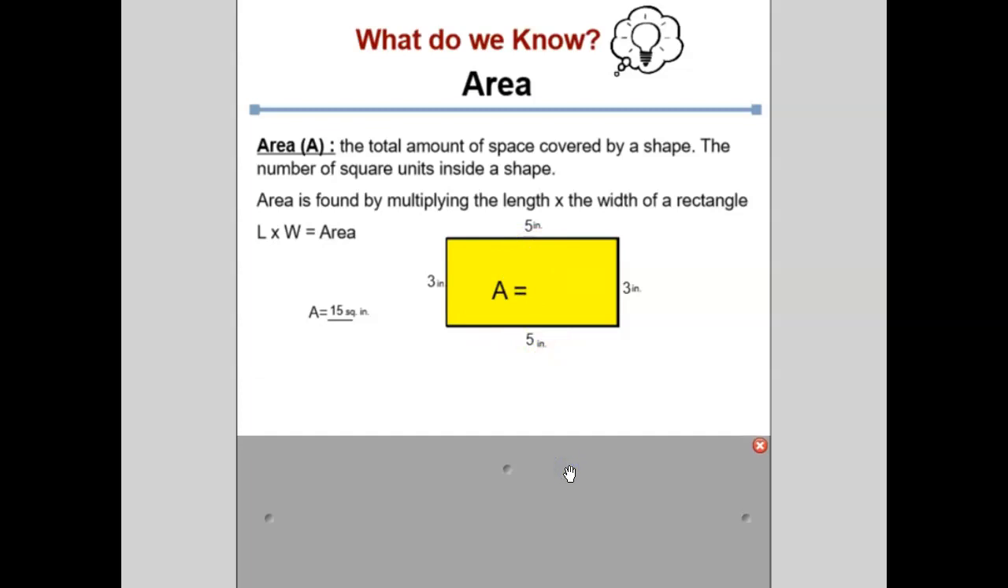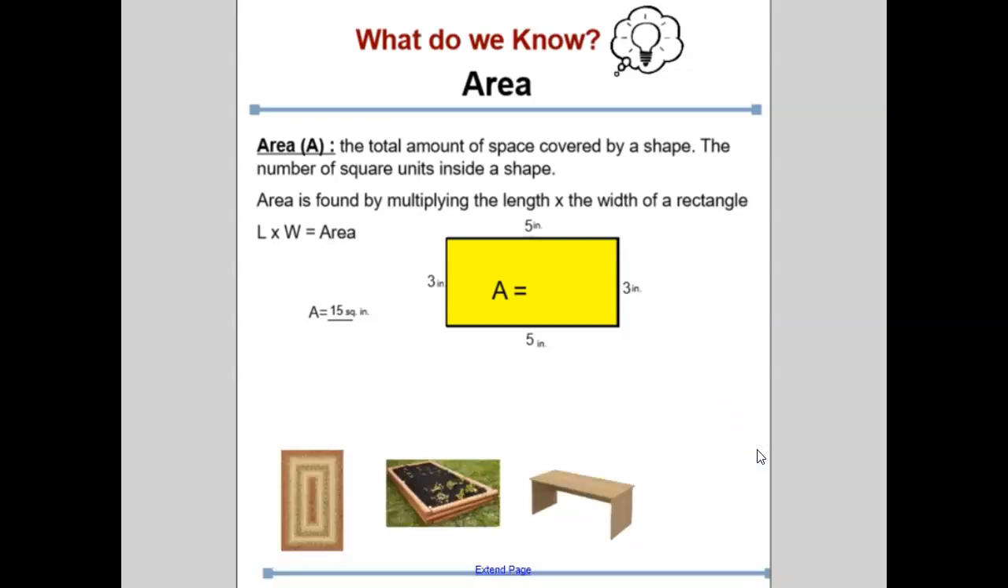Boys and girls, I have one more task for you. Would you just jot down on your paper a list of rectangular objects that you can see or that you can think of that you could determine the area of by multiplying their lengths times their widths?